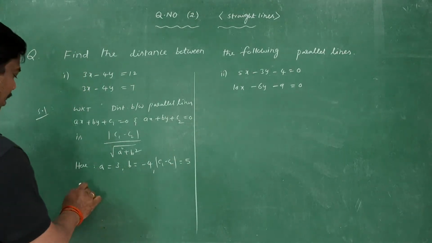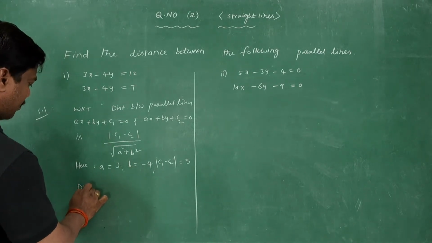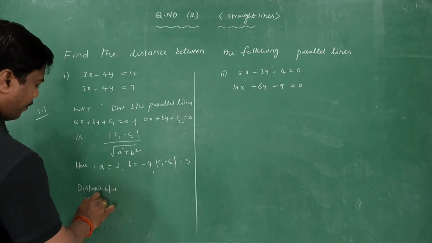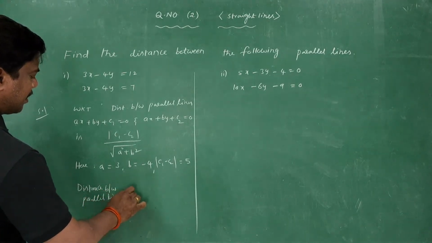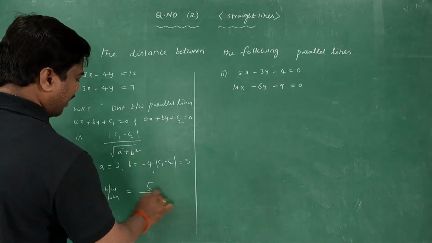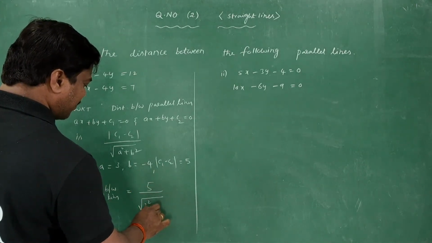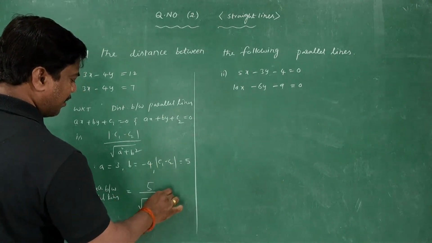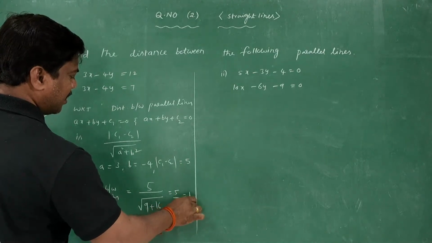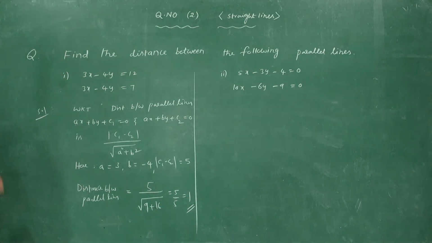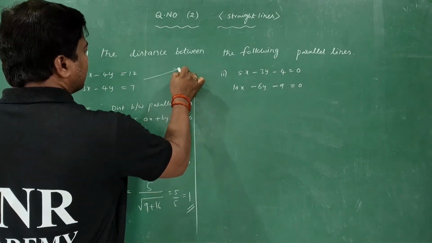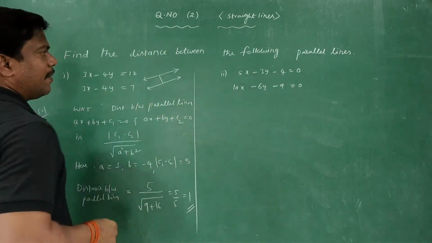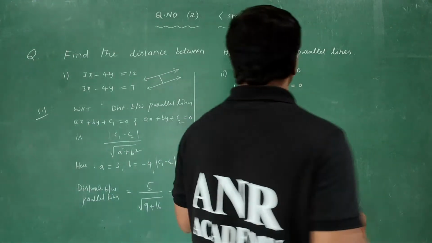Okay. Therefore, the distance between parallel lines is equal to 5 divided by the square root of a square plus b square. B square is 16, a square is clearly 9. So 5 divided by 5 gives the result 1. So there is 1 unit distance, that is 1 unit distance between these 2 lines. Okay. Next, the second question.